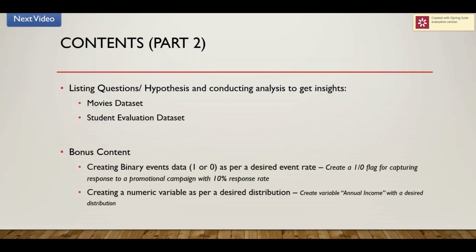In the next part of the tutorial, we can look at listing questions or hypotheses that we would want to validate from these datasets that we created, and what are the different analyses that are required to get relevant insights. I will also cover some bonus content, which is creating numeric variables of more complex nature. We'll look at creating binary events data with a desired event rate, and we'll also look at creating a numeric variable with a desired distribution.